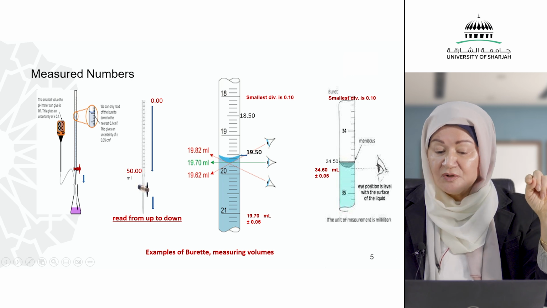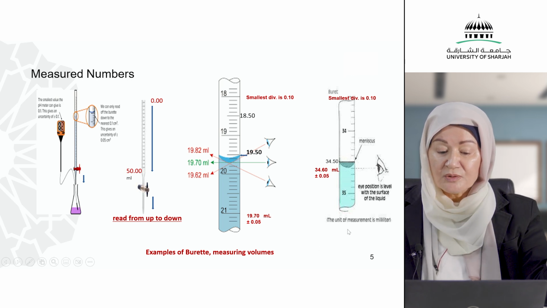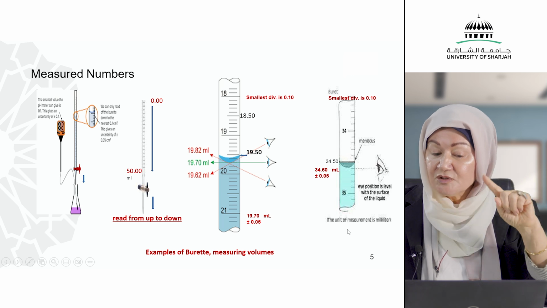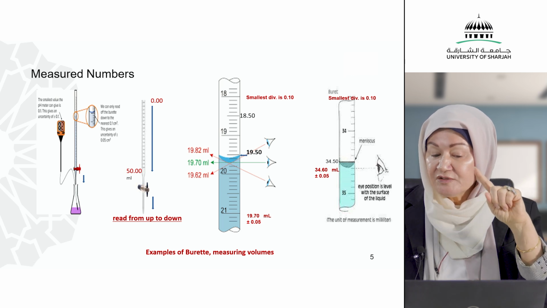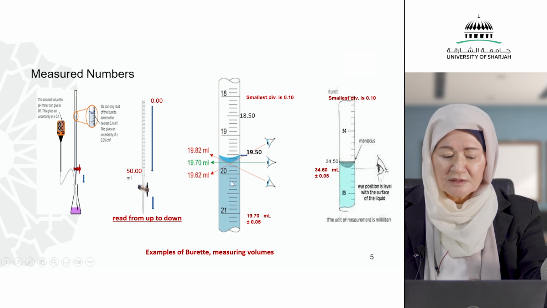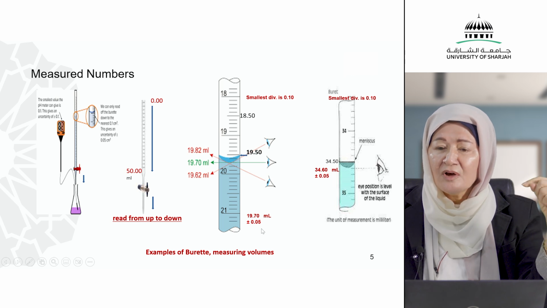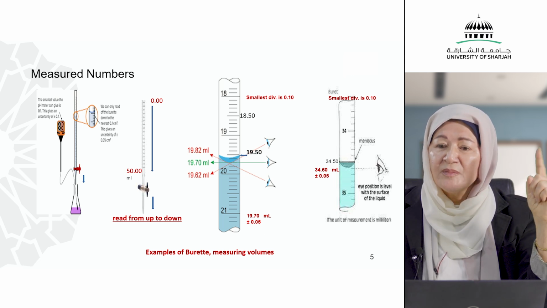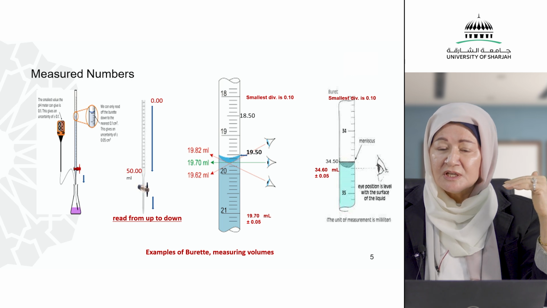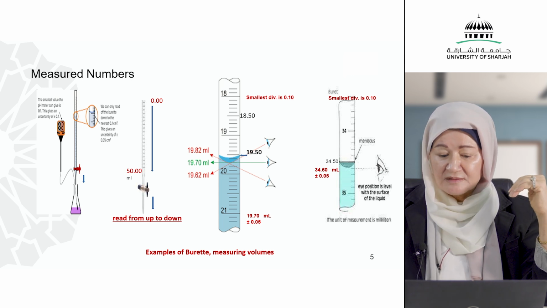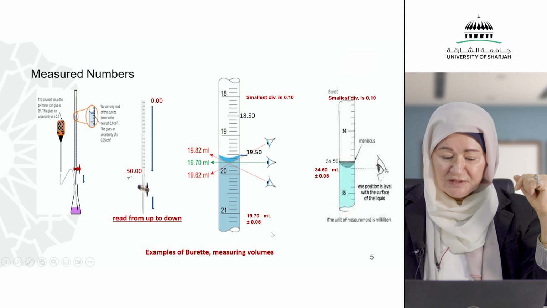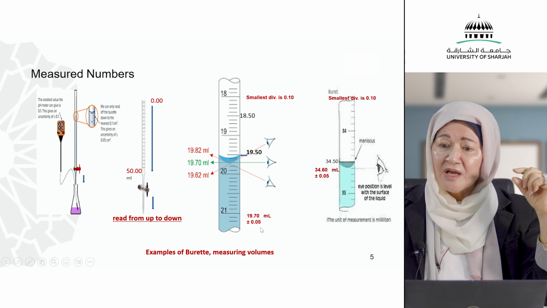I have another example for you. Here also, as you have seen, the smallest division is 0.1. And how do I record it? 19.70 plus or minus 0.05. Why 0.05? Because it is half of the smallest division. This is the uncertainty of the burette. Therefore I recorded 19.70 plus or minus 0.05.